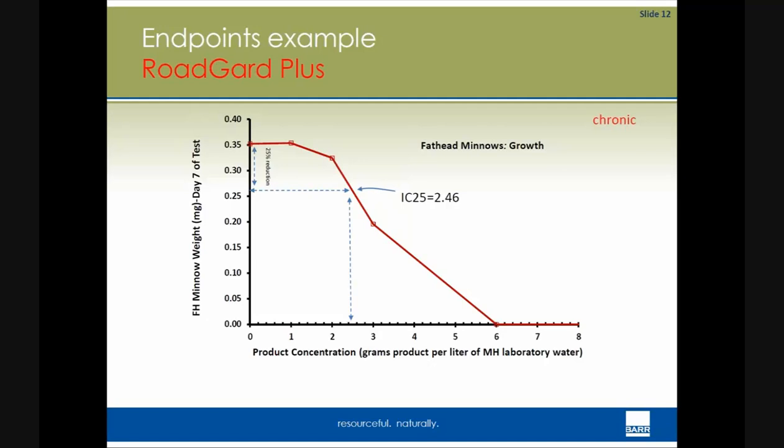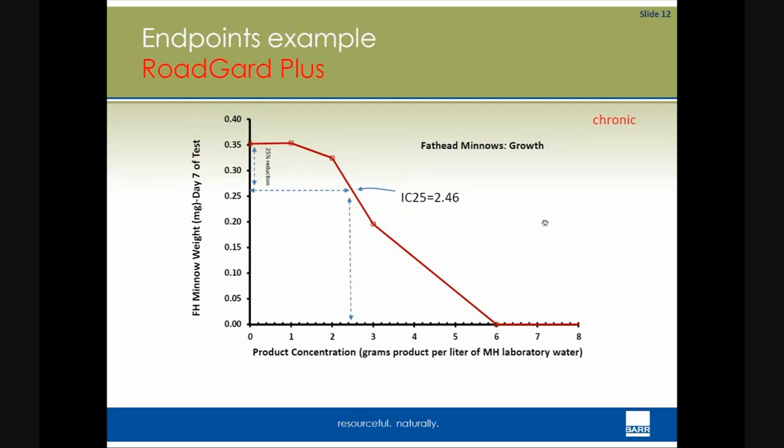And then what you do between that third and fourth data point is simply an extrapolation between the two data points to figure out the point at which there's a 25% reduction in fathead minnow weight. And that 25% reduction is then identified with the concentration on the x-axis. So basically IC25 is 2.46 for this particular species and this chemical.